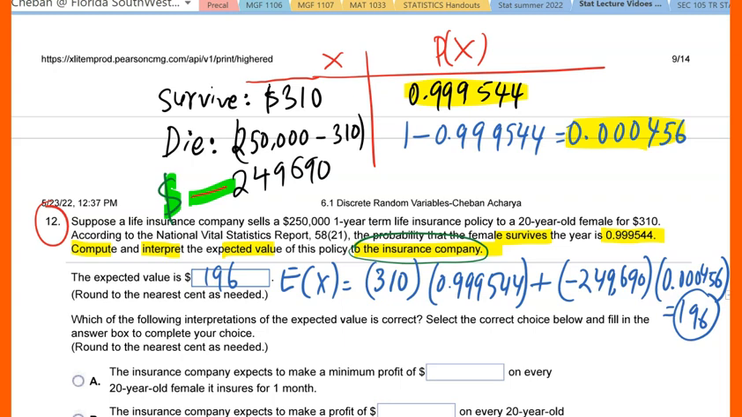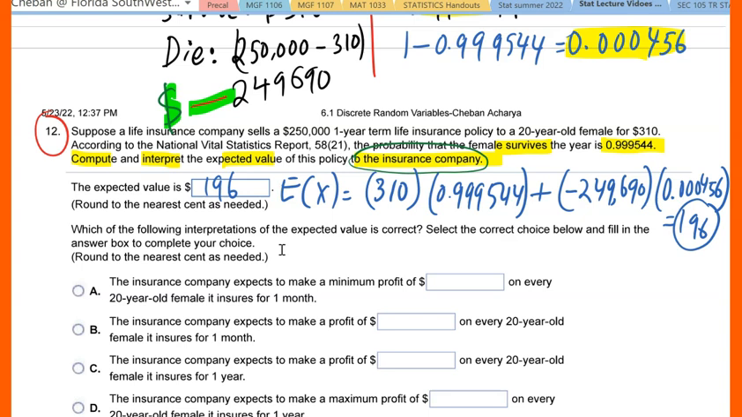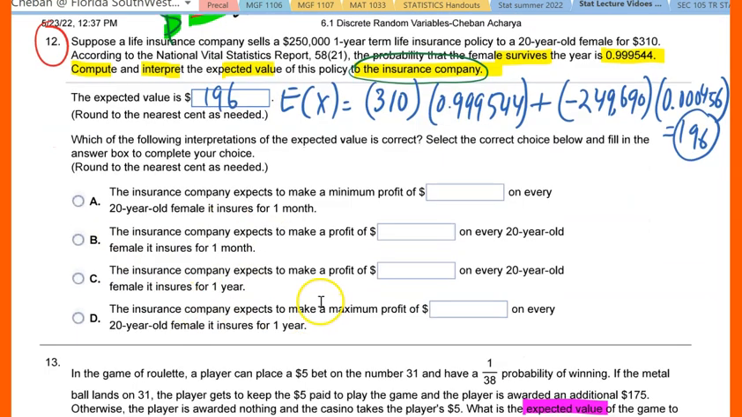And let's interpret that 196. Remember, the expected value is the average in the long term. You have a bunch of options, and you have to choose. You read it properly, and the answer is C. The insurance company expects to make a profit of $196. This is because the expected value is a positive number. Therefore, the insurance company is expected to make this much money on every 20 years old female it insures for a year. That's the answer.